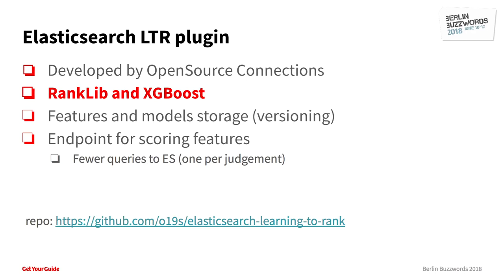Because everything's in Elasticsearch, you don't need to create the queries on your side. You can say, OK, Elasticsearch, score this sample, this pair of query and document, using the feature set v1. And then the plugin returns all the judgments at once. So it's fewer queries to Elasticsearch.